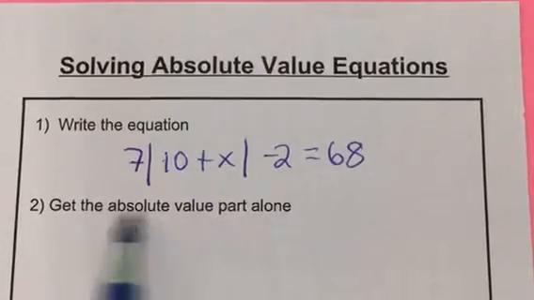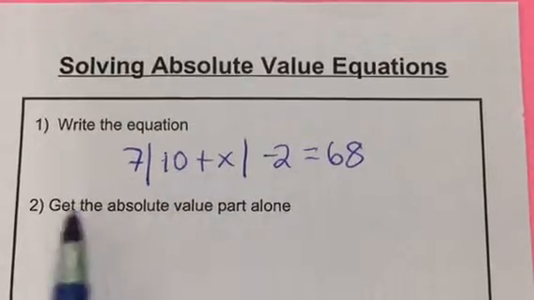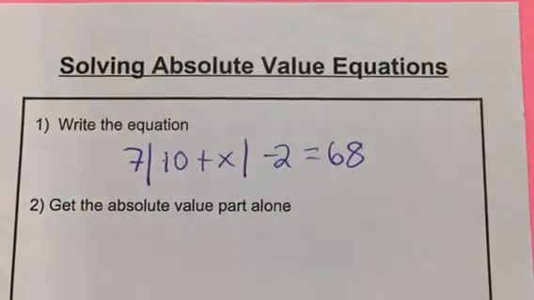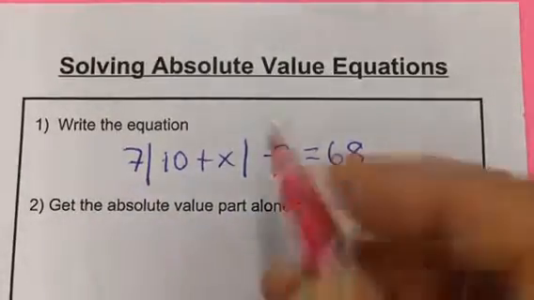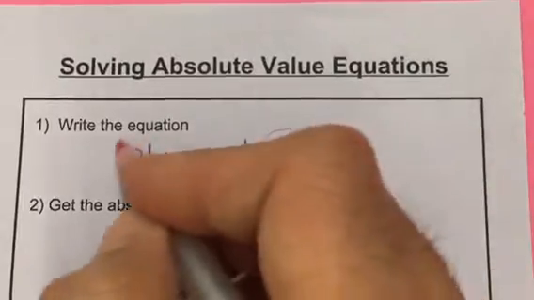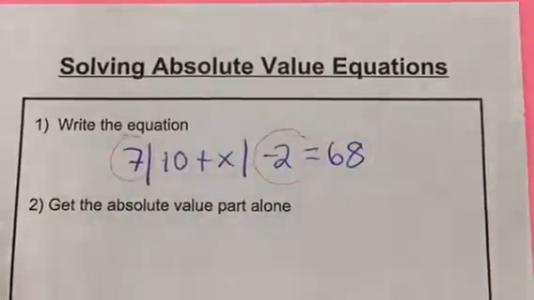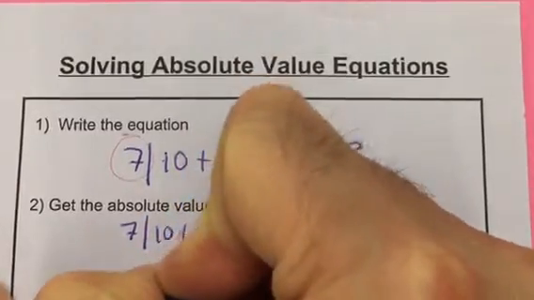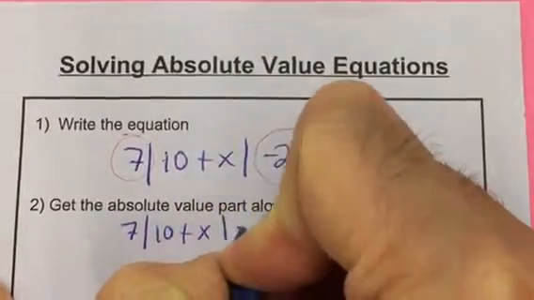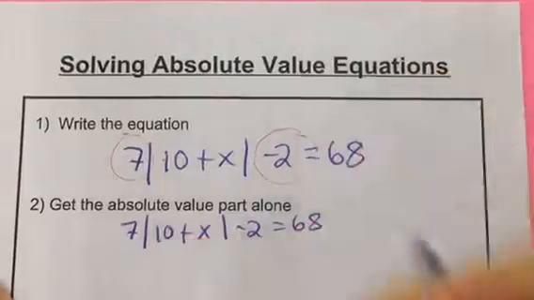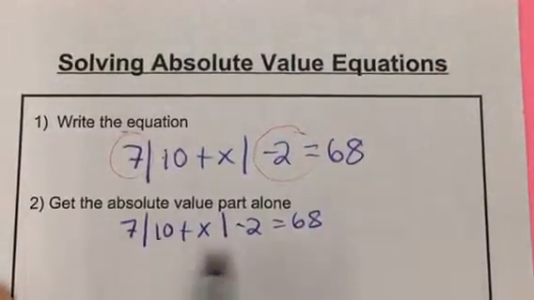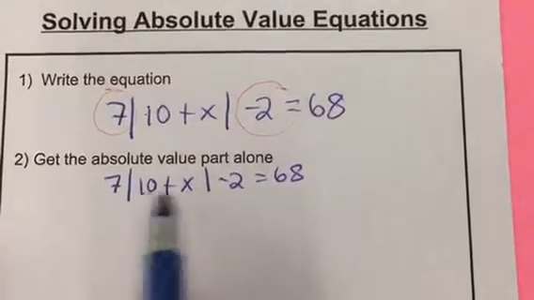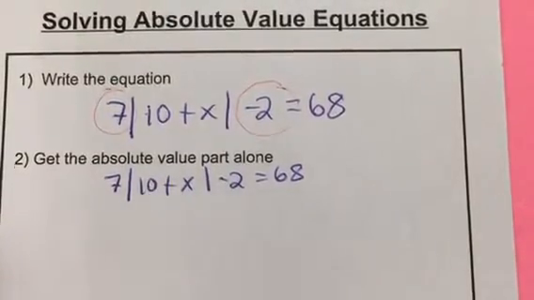All right, my goal, first step after this, is get the absolute value part alone. That means I want this part to be alone. This is the part I need to get rid of first. So I'm just going to rewrite it. And I'm going to use my solving skills, PEMDAS backwards, to get this alone.